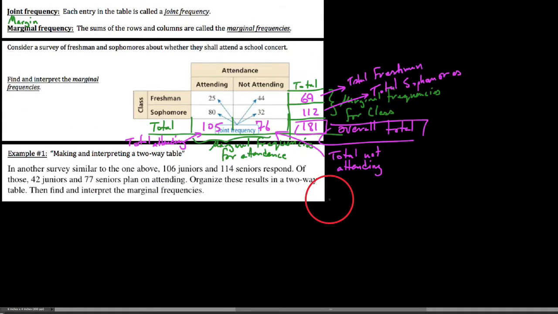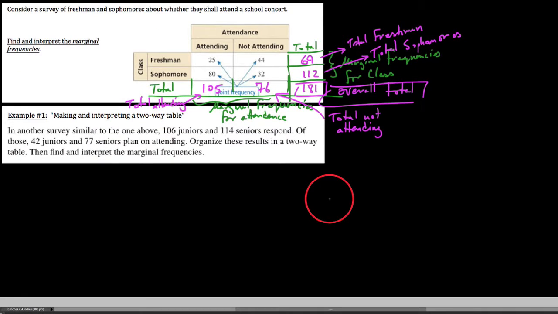So what I'd like to do is this example one here. What I want to do is consider another survey similar to the one above where we have 106 juniors and 114 seniors responding. What I want to know is, of those, what are the marginal frequencies if we're told that of those, 42 juniors and 77 seniors plan on attending?